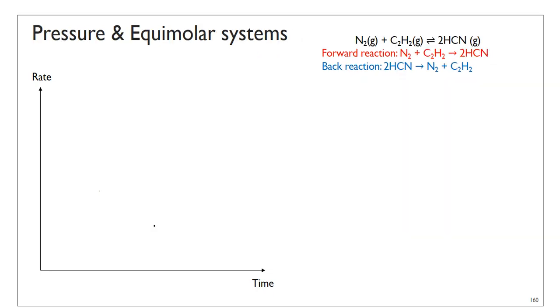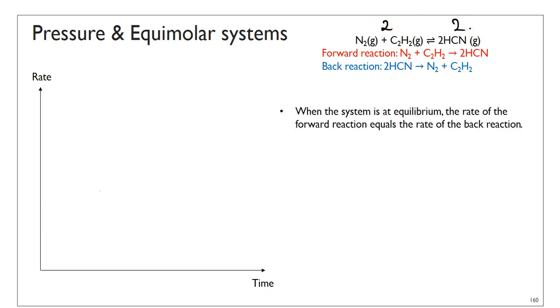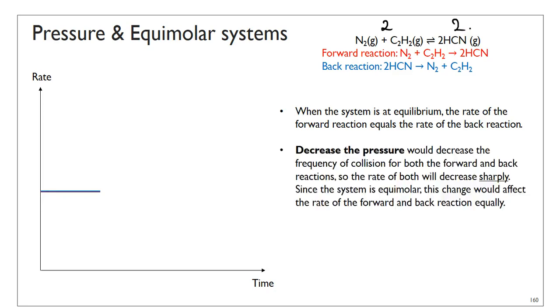Okay. Now, you can also use the rate over time graph to explain why an equimolar system is not going to respond to a change in pressure. So if you look at this system, which is equimolar, you have 2 particles on the reactant side and you have 2 particles on the product side. So let's say you have equilibrium. So you start at equilibrium, which means the rate of the forward and back reactions are equal to each other at this point. If, say for example, I decrease the pressure, once again, that is going to decrease the rate of both the forward reaction and the back reaction. But they are going to decrease by the same amount in this case because this system is equimolar.